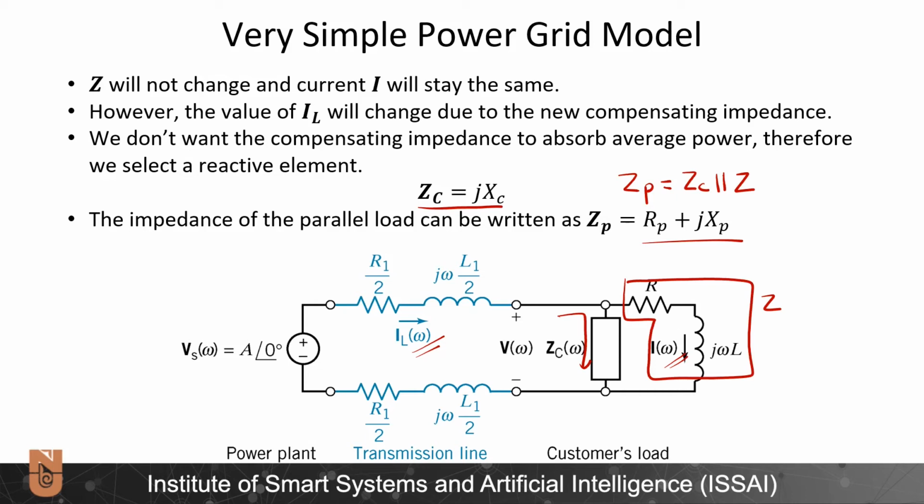So our job is to find the XC which will minimize the power absorbed in the transmission line by increasing the corrected power factor. In this lecture we will not go into the details of this, but in general you have seen how we do load compensation in a very simple power grid model.